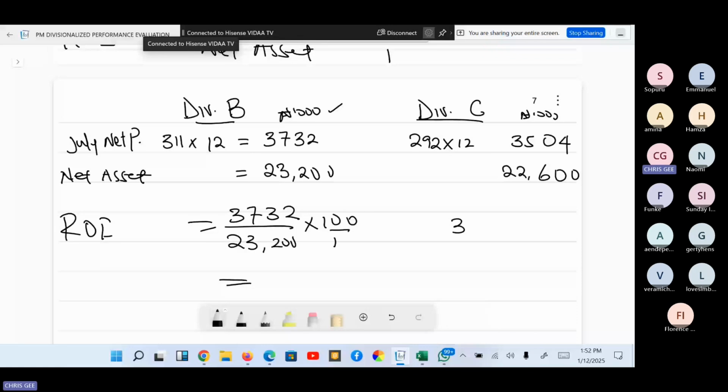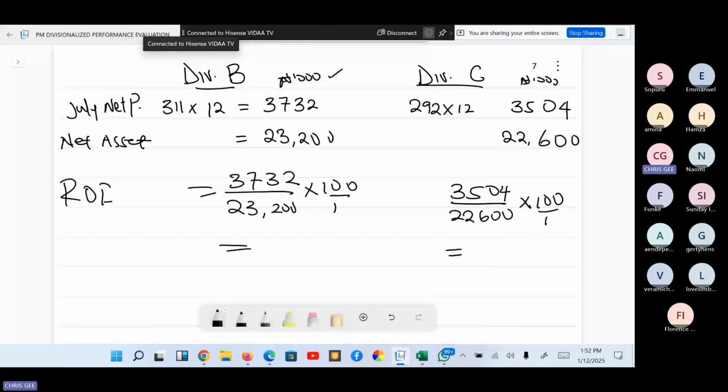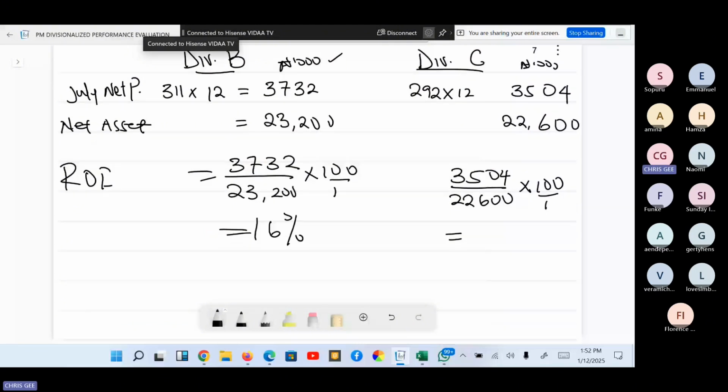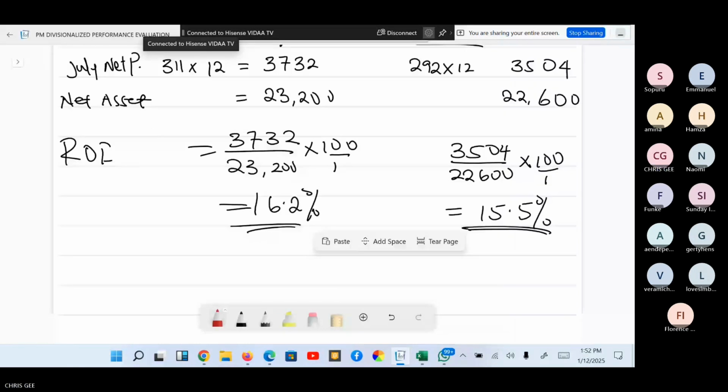Help me. 16%, just 16, round figure. Okay, 16%. And this one? 13%. 13? 13%. Okay, so let's do one decimal. This one is 16 point what? Remember, their target is how much? Target ROI, how much? 20%.